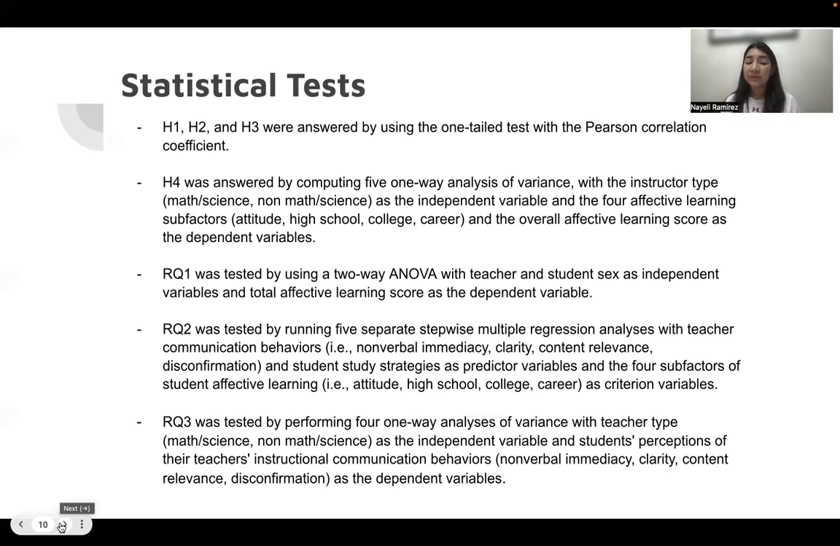Research question number 3 was tested by performing 4 one-way analyses of variance with teacher type, that means the math and science or the non-math and science, as the independent variable, and the students' perceptions of their teachers' instructional communication behaviors, that means the nonverbal immediacy, clarity, content relevance, and disconfirmation, as the dependent variable.